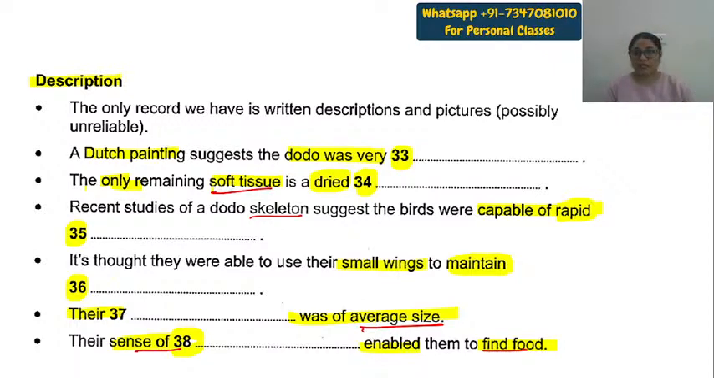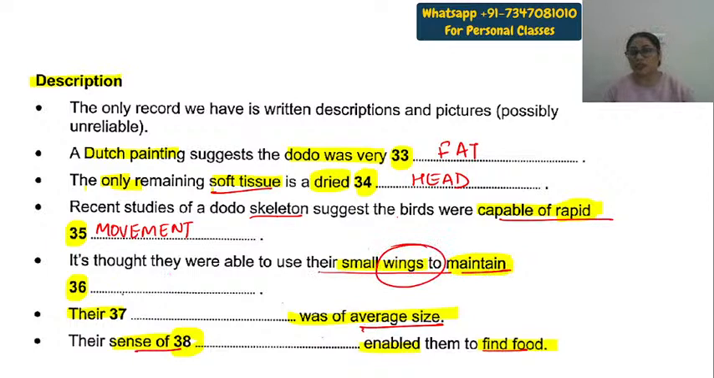So I'm going to write down the answers. A Dutch painting suggests the dodo was very fat. The only remaining soft tissue is the dried head. So they clearly mentioned this thing. And after that, recent studies of dodo skeleton suggest the birds were capable of rapid movement. Movement means chalna phirna. It's thought they were able to use their small wings to maintain balance.